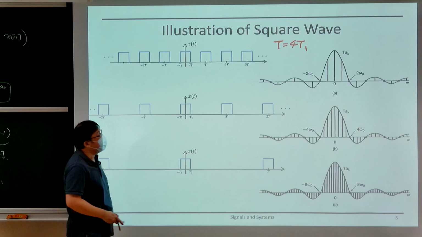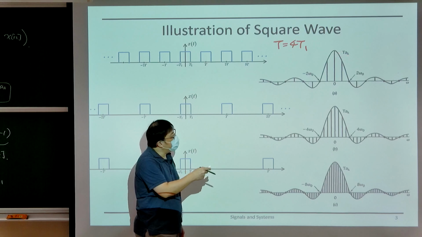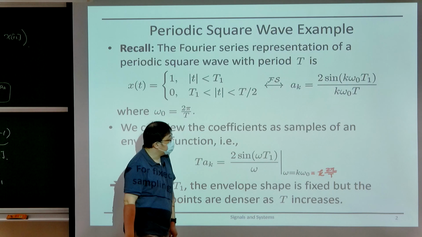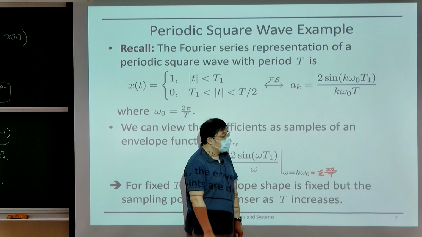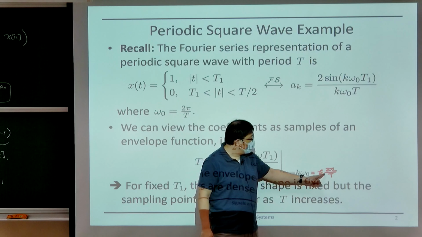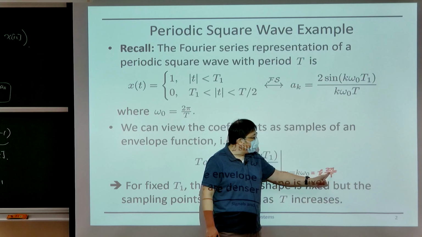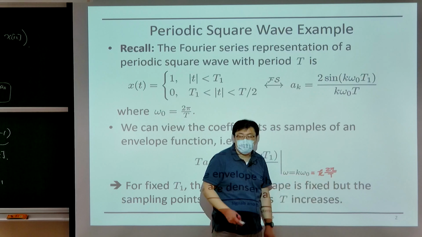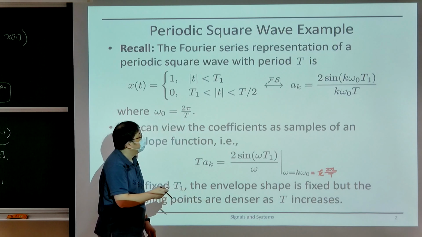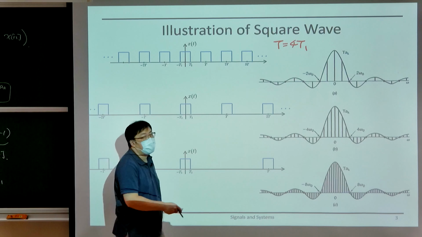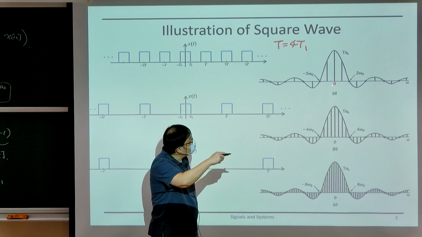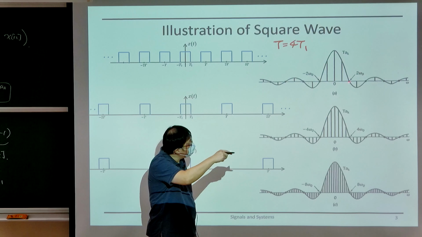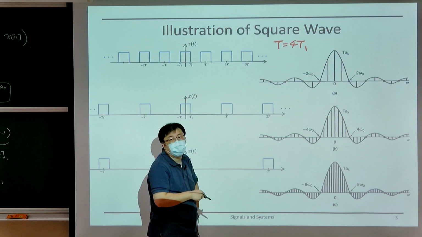And in this case, this T a_k, which is this thing here, will be sampled at integer multiples of 2 pi over 4t1, or let's say pi over 2t1. So you would be taking samples at 0, omega naught, 2 omega naught, 3 omega naught, and so forth, okay?